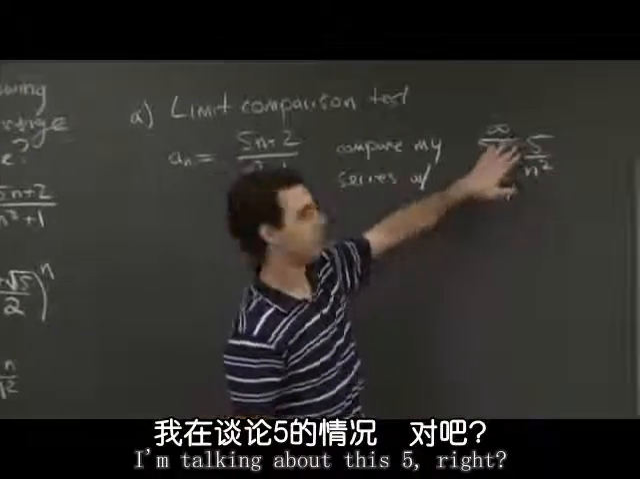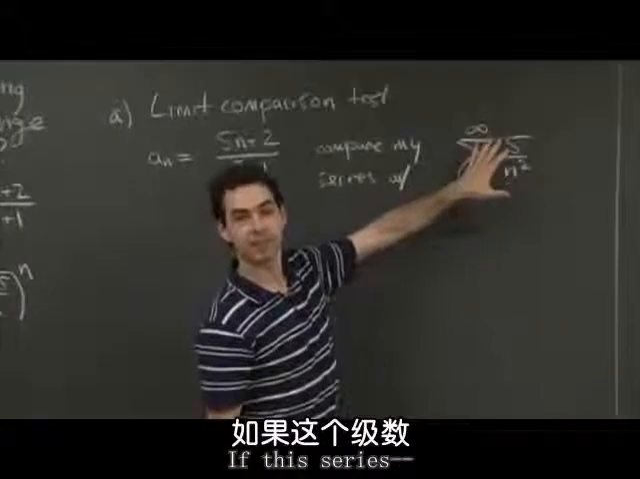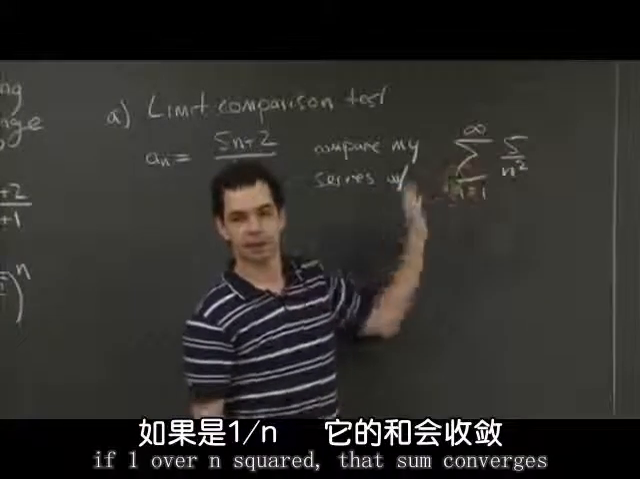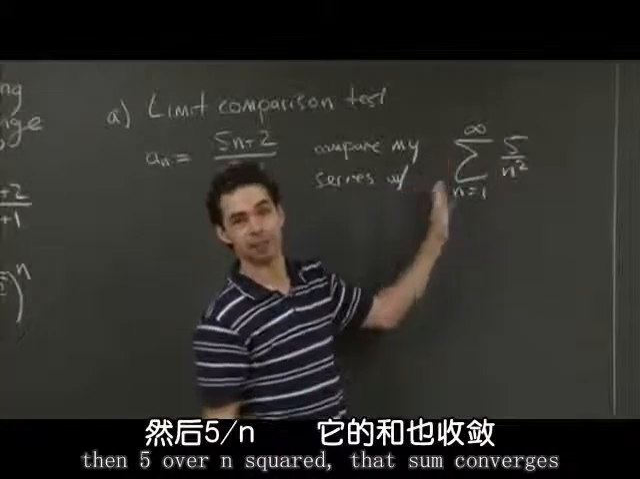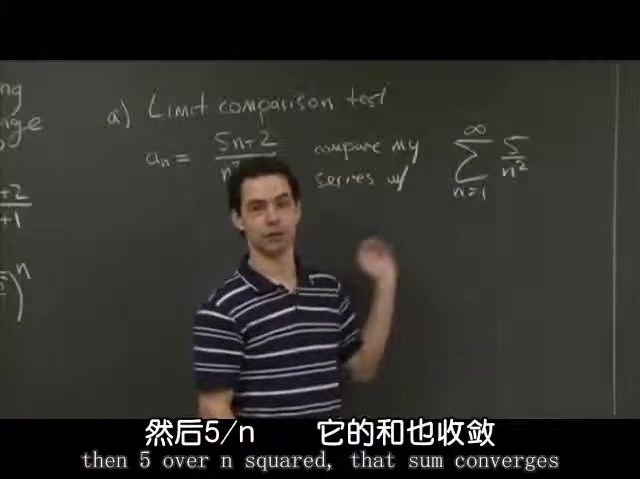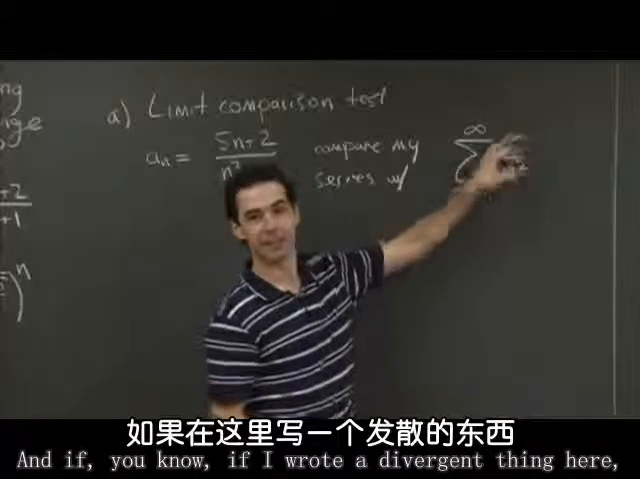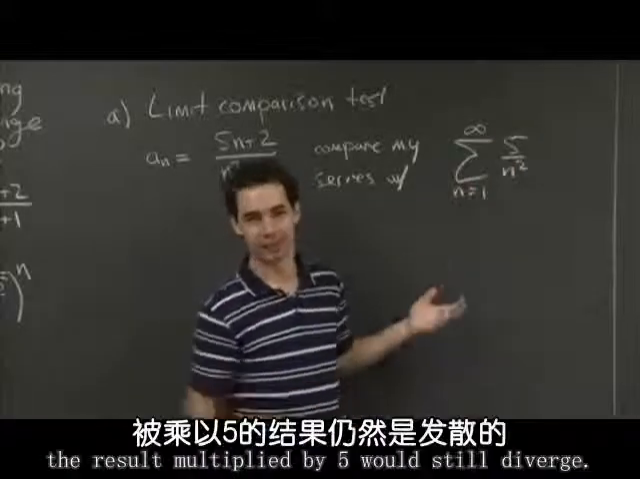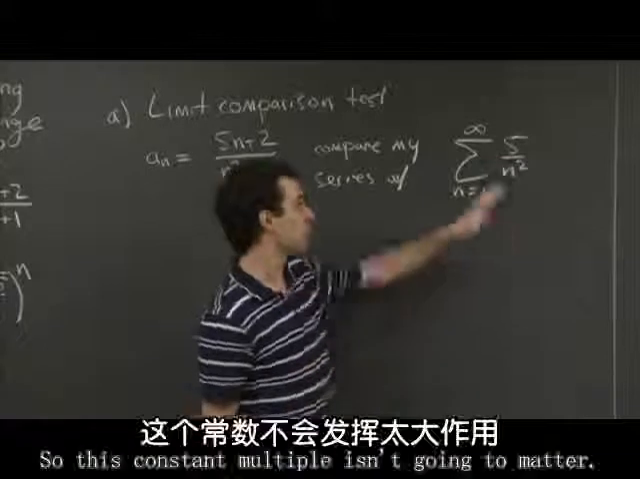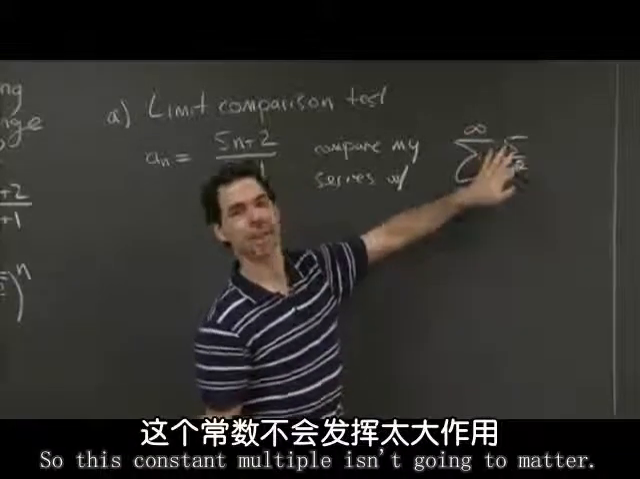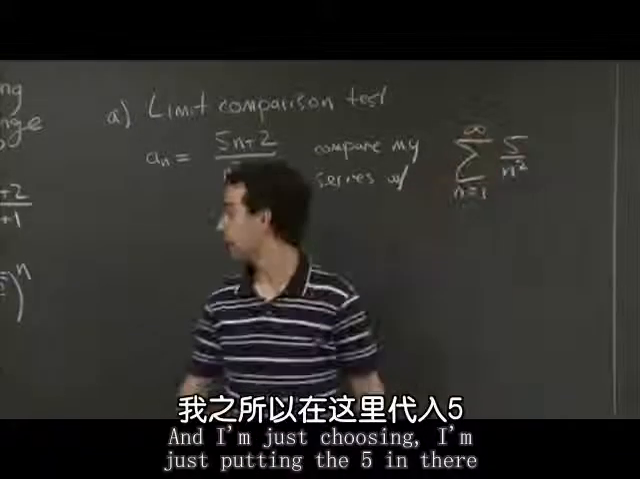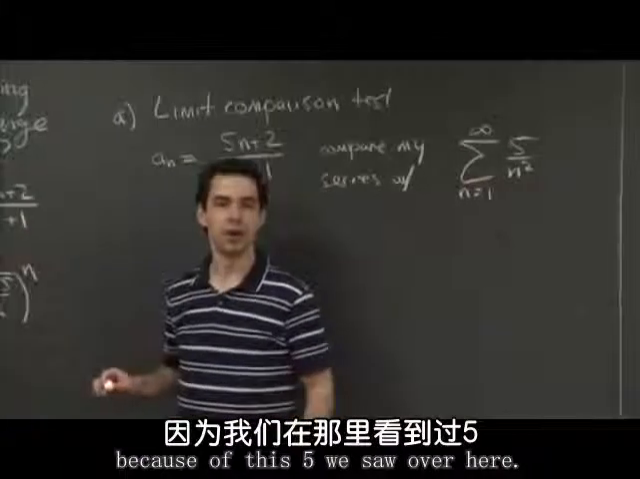This 5 doesn't matter. If the sum of 1 over n squared converges, then the sum of 5 over n squared converges to exactly 5 times as much. And if I wrote a divergent series here and multiplied it by 5, the result would still diverge. So this constant multiple isn't going to matter, and I'm just putting the 5 in there because of this 5 we saw over here.